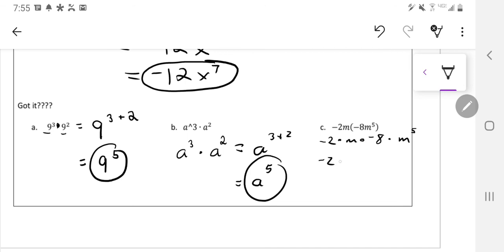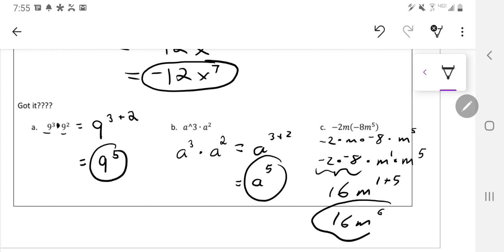So let's get the -2 and the -8 over here, put the m's next to each other, and we can simplify that part just with multiplication. That gives us a positive 16 because a negative times a negative is a positive. And then we have an m with no exponent. What do we do? Hopefully you said put a 1. All right, m to the 1st and m to the 5th. So that's m to the 1 plus 5. So that's 16 times m to the 6th. And there we have it. All right, that's the lesson. Good luck in your homework.